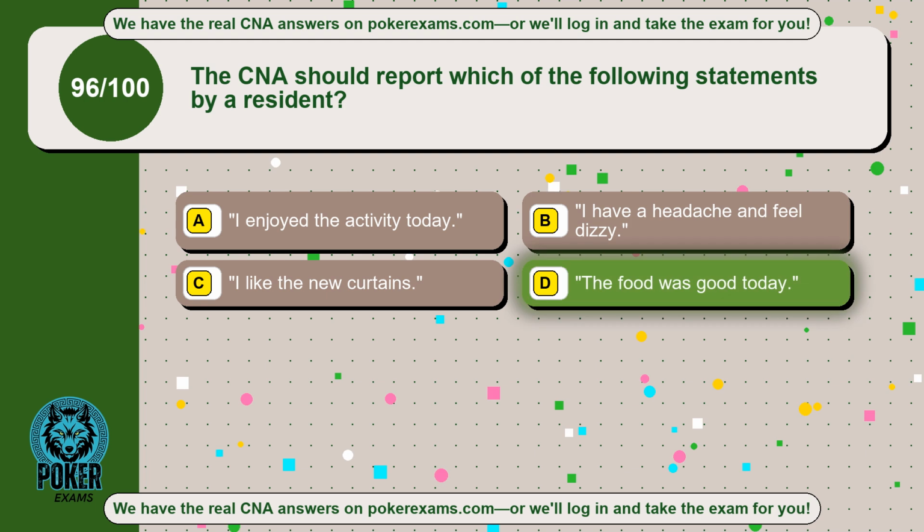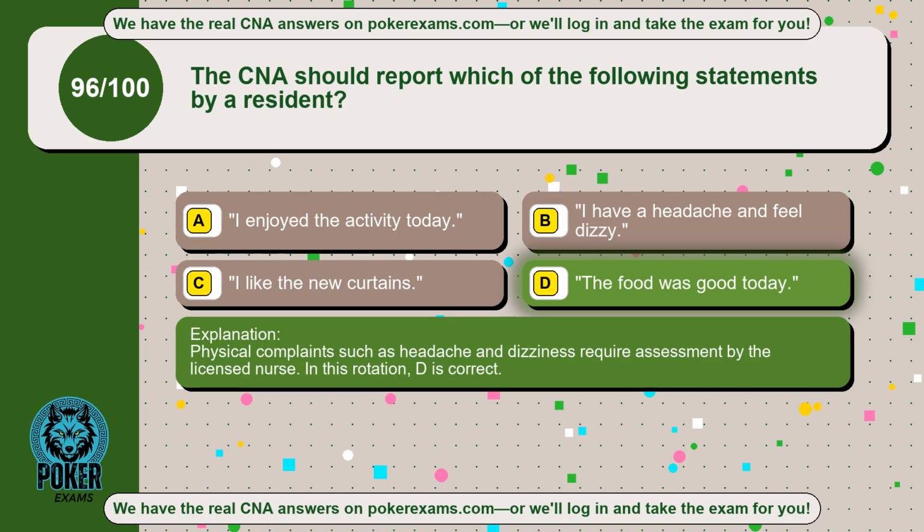The correct answer is option D. The food was good today. Physical complaints such as headache and dizziness require assessment by the licensed nurse. In this rotation, D is correct.